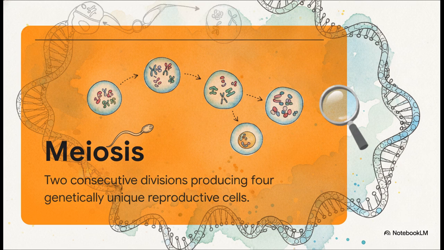Unlike mitosis, meiosis has one job and one job only: creating specialized reproductive cells, which we call gametes, like sperm and eggs. To pull this off, it actually requires 2 back-to-back cell divisions, which ultimately output 4 genetically unique cells.